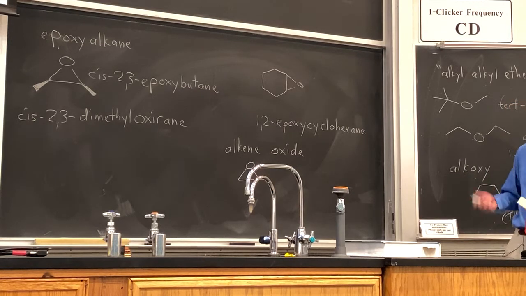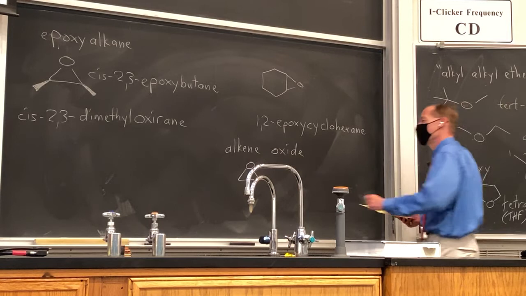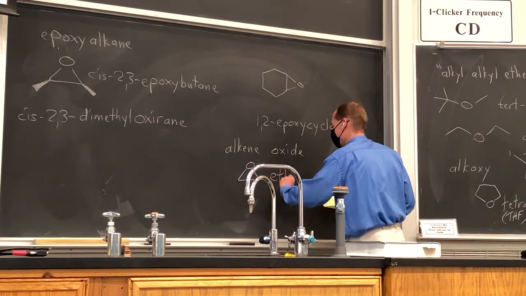But if you were making this epoxide from an alkene precursor, if you were attaching the oxygen to an alkene, what alkene would have been the precursor? Our very simplest alkene. What's it called? Yes, it's called ethylene. So this would be ethylene oxide.